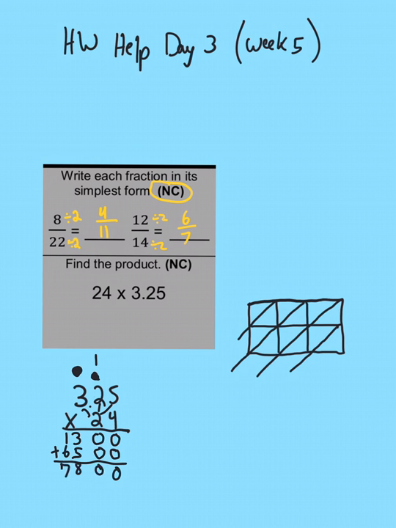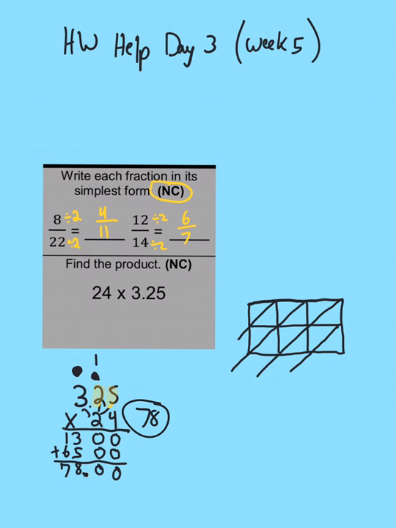Now how do you figure out where the decimal goes? Well, the key is counting decimal digits. So the 2 and the 5 are decimal digits. They're the tenths and hundredths place. In the 24, there are no decimal digits because 24 is a whole number. So I have 2 decimal digits in my problem. That means I have to have 2 decimal digits in my answer. So my answer is 78.00 or just 78.